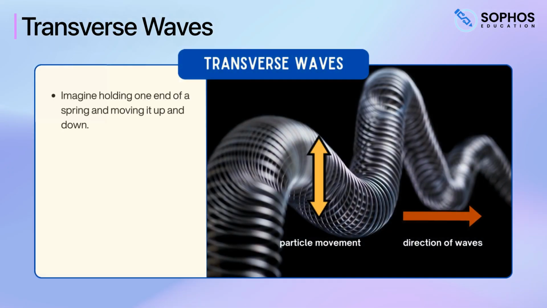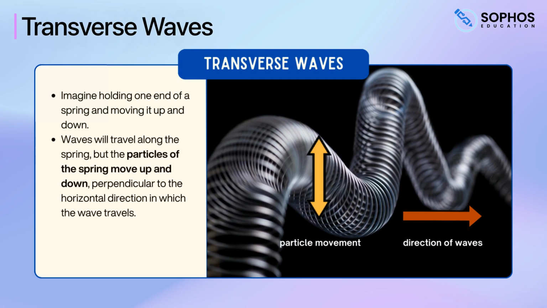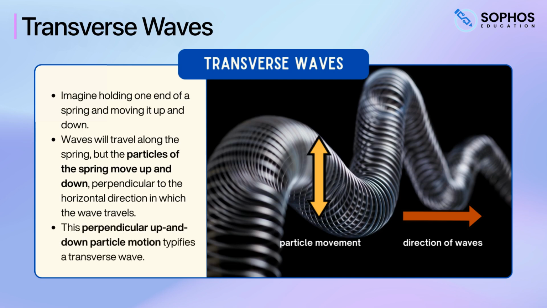Imagine holding one end of a spring and moving it up and down. Waves will travel along the spring, but the particles of the spring move up and down, perpendicular to the horizontal direction in which the wave travels. This perpendicular up and down particle motion typifies a transverse wave.